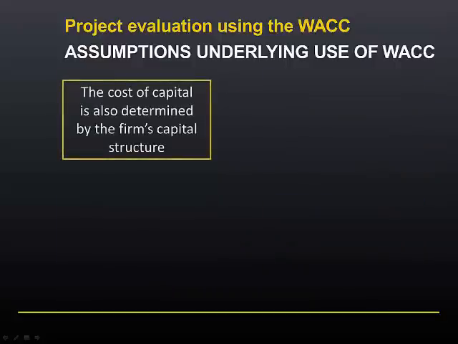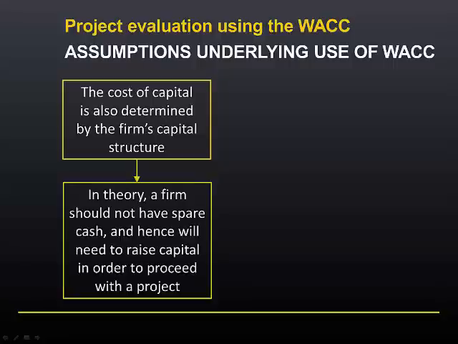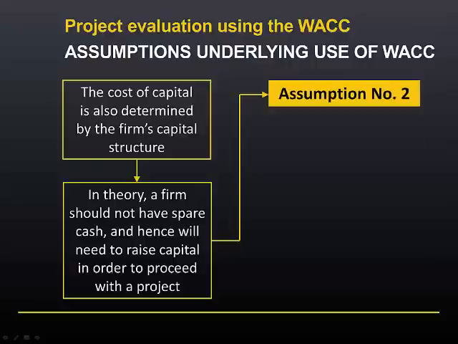The second such assumption comes from the fact that the cost of capital is determined by the firm's capital structure. As we've seen throughout this module, it's not just a matter of calculating the cost of each source of capital, but we need to weight the cost of each source of capital by the proportion it makes up in the firm's total capital structure. On top of that, in theory, a firm should not have spare cash lying around. If they don't have any positive NPV projects, they should be returning the cash to shareholders, and therefore they will need to raise capital in order to proceed with the project under consideration. That leads to assumption number two.